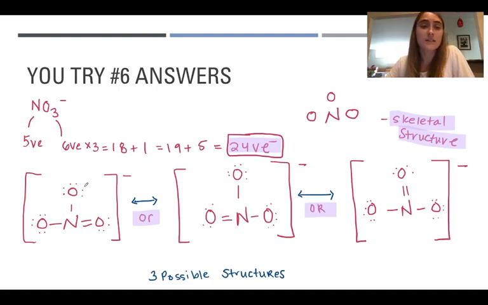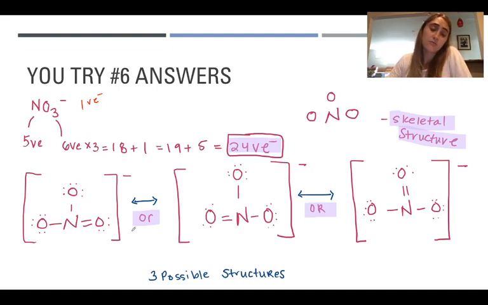Okay, so this first one is NO3 with an overall minus charge, which means we're going to be adding 1 valence electron. So nitrogen has 5 valence electrons, oxygen has 6 valence electrons, but there are 3 of them. So that gives us a total of 18, plus that 1 valence electron from the negative charge, plus our 5 from our nitrogen, gives us a total of 24 valence electrons. Here's our skeletal structure. Nitrogen's going to be in the middle because we have 1 of them, and we'll put those O's surrounding the nitrogen.